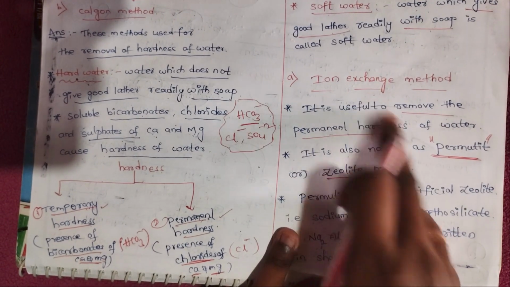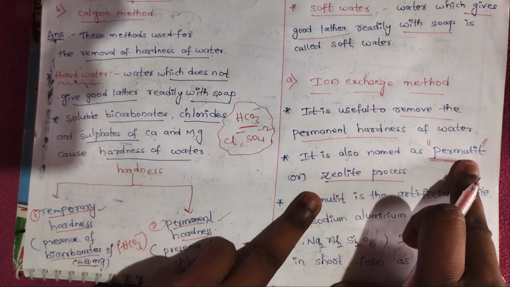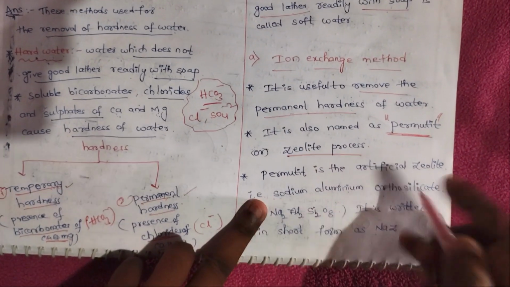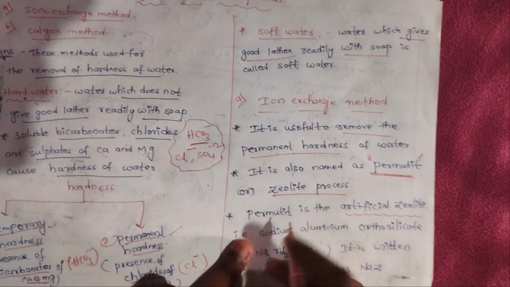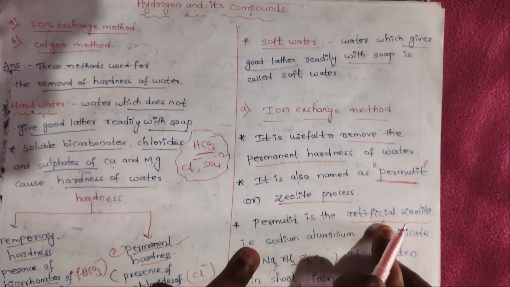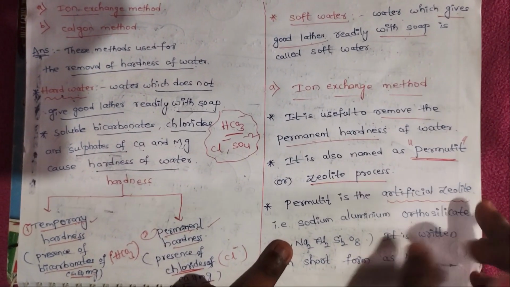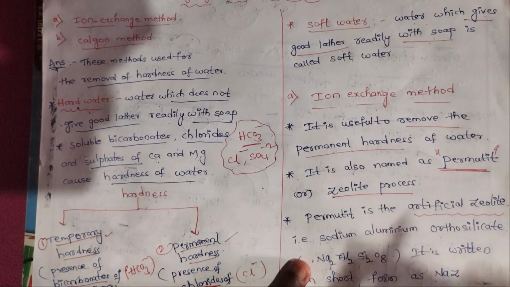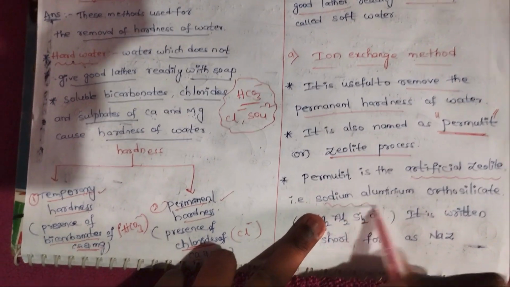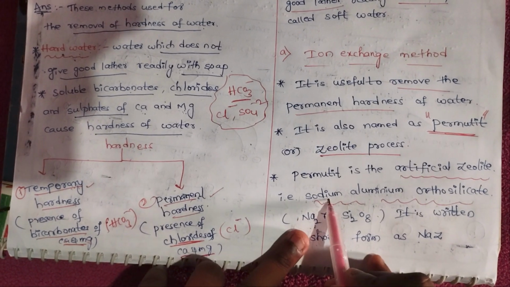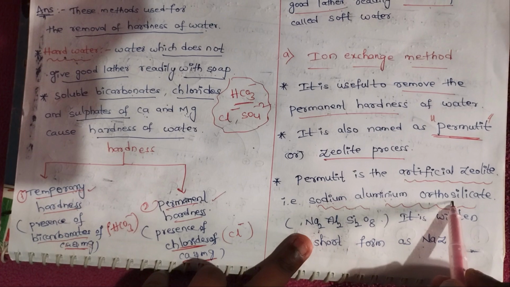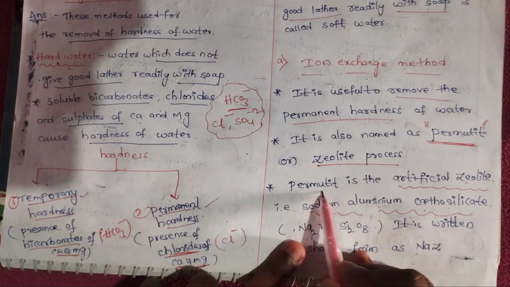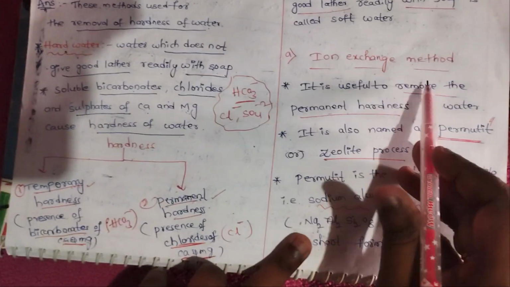So the ion exchange method is useful to remove the permanent hardness of water, and it is also called the permutit method or zeolite process. What is the meaning of permutit? It is one of the artificial zeolites. We use this artificial zeolite in this method. The chemical name of this zeolite is sodium aluminum orthosilicate.